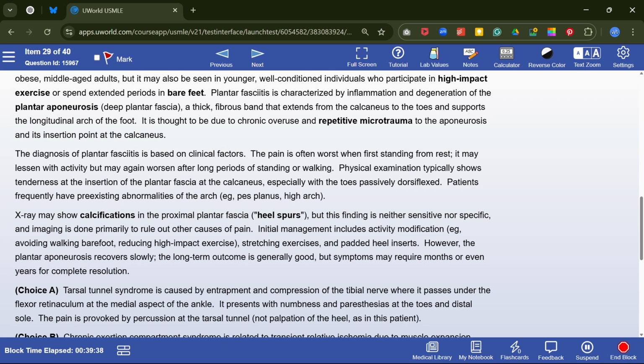Initial management includes activity modification, avoiding walking barefoot, reducing high impact exercise, stretching exercises, and a padded heel insert. However, the plantar aponeurosis recovers slowly. The long term outcome is generally good, but most may require months or even years for complete resolution. Okay.